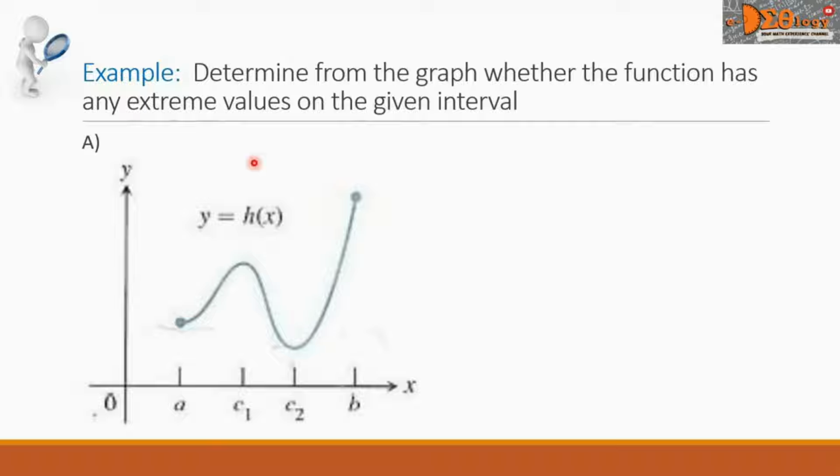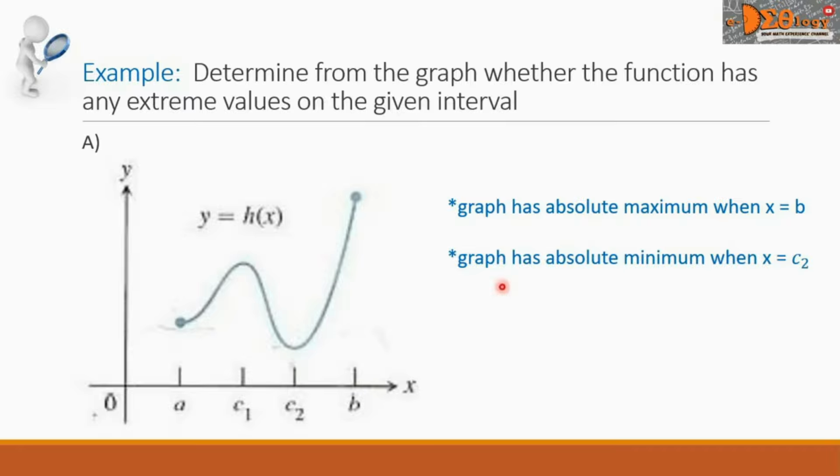Let us see some examples. Determine from the graph whether the function has any extreme values on the given interval. This is graph A. The function is y equals h of x. And this is the graph. Analyzing the graph, we say that the graph has an absolute maximum when x equals b. When x is equal to b, we can see that the graph has the highest point, and this is the point. This is the absolute maximum.